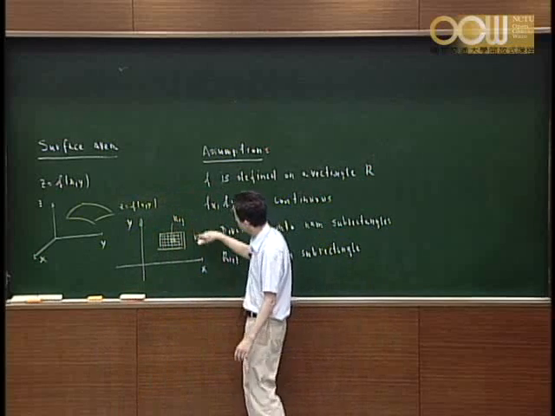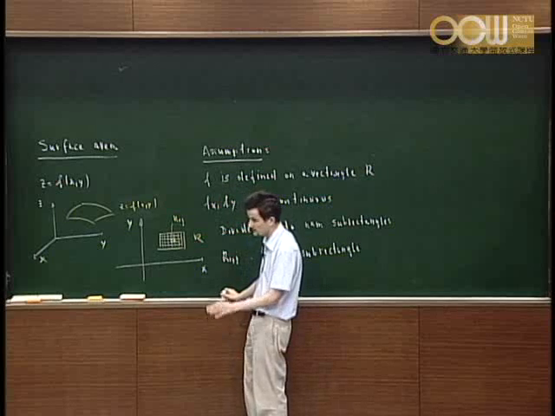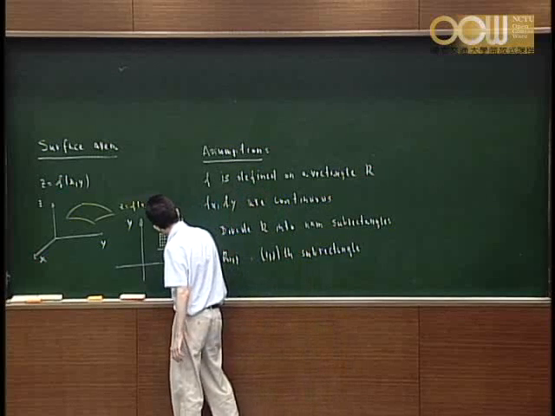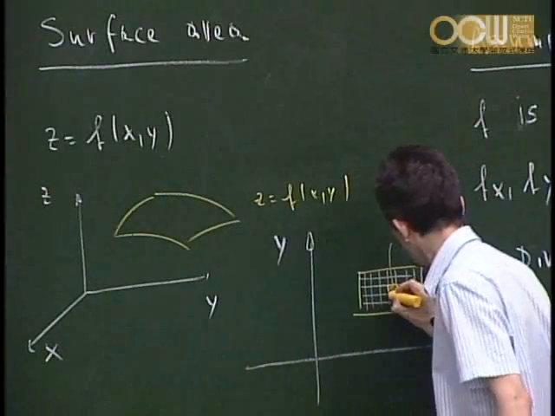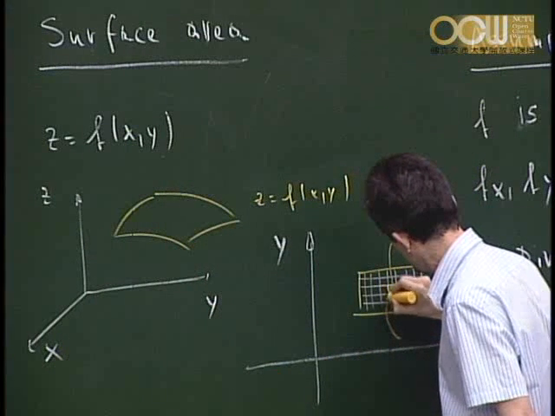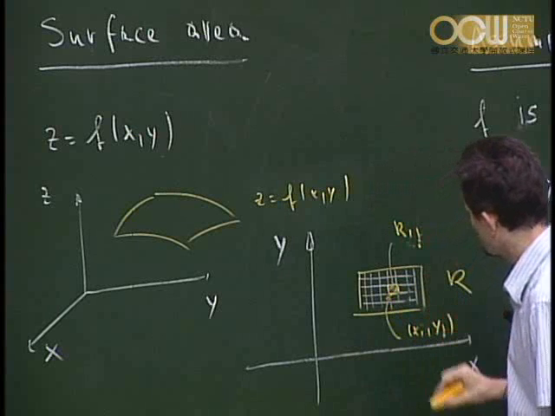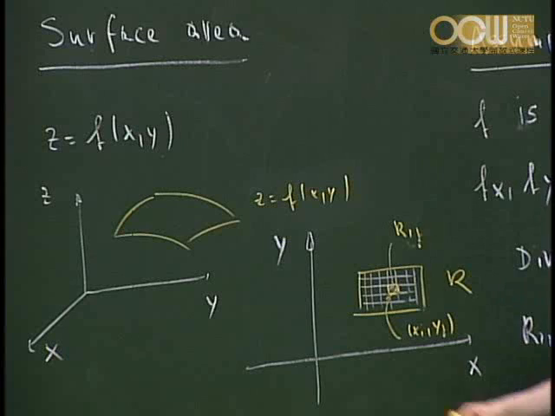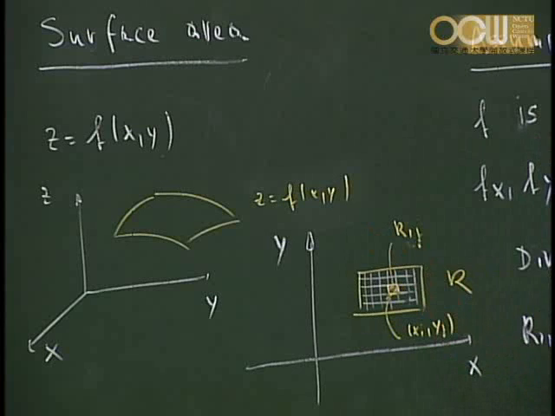For all the subrectangles you see here, we fix, for instance, it doesn't matter, but the left lower corner here will be the point. So this point we denote by xi yj, and we will approximate the surface which lies above this subrectangle by the tangent plane to the surface at this point. Okay, so that's the easy idea.